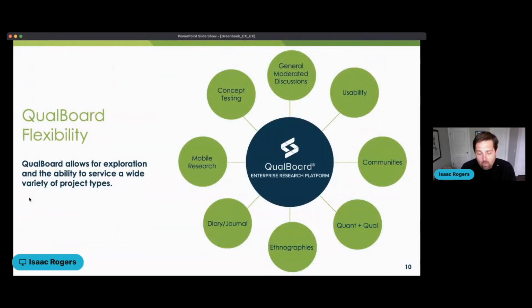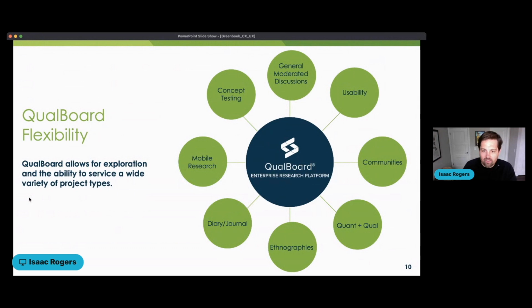So the beautiful thing about QualBoard is, when I talked about flexibility and how critical that was in CX and UX work, that means that you can pivot at a moment's notice. And if you start listening to something and your respondents are telling you, oh my gosh, we had no idea this product did this or behaved in this way, you can chase that down.